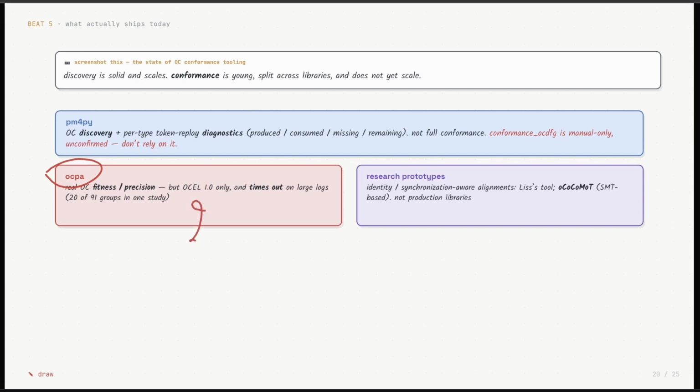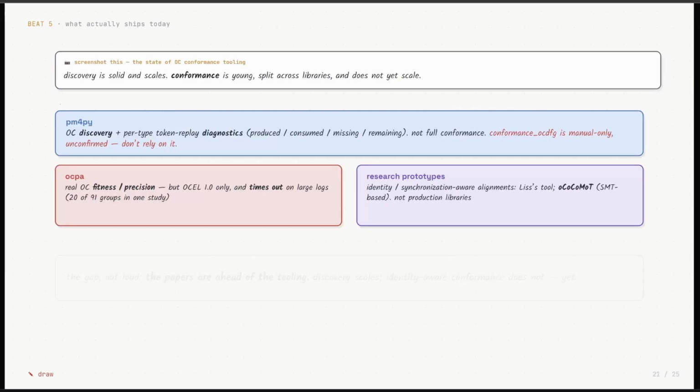But it is OCEL 1.0 only. It's not OCEL 2.0. There is a video, one of my videos, where I'm discussing the difference between OCEL 1.0 and 2.0. And it times out on large logs. So that's another issue that OCPA has. Identity and synchronization aware alignments, for example, these papers, these are research libraries, research prototypes, and they are not really production libraries.